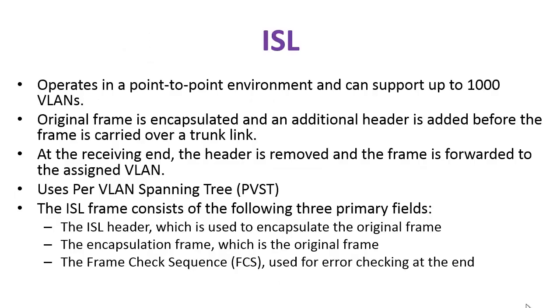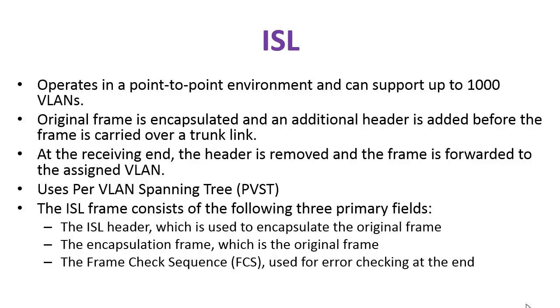Now, ISL operates in a point-to-point environment, and it can support up to 1,000 VLANs. The original frame is encapsulated, and an additional header is added before the frame is carried over the trunk link. And then at the receiving end, that header is then removed and the frame is forwarded to the assigned VLAN. Now there's some other things about ISL that you should know, such as the support for PVST and then the ISL frame information. This is information that will be beneficial for your test.